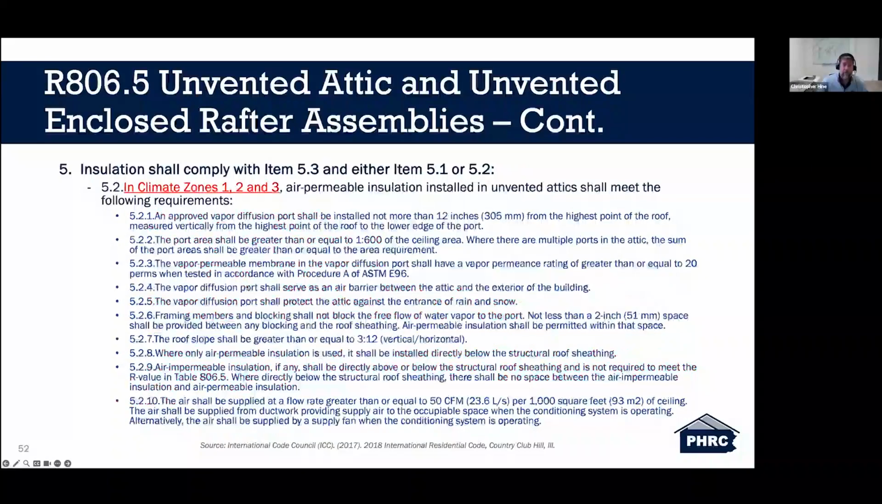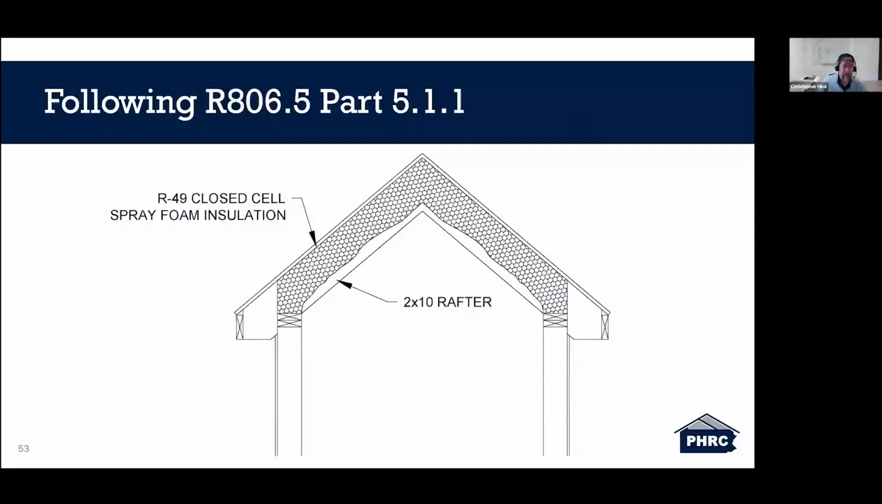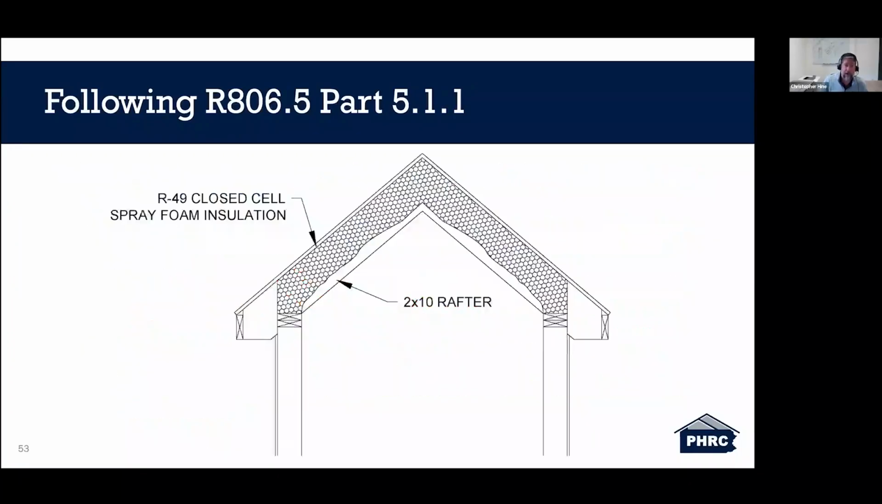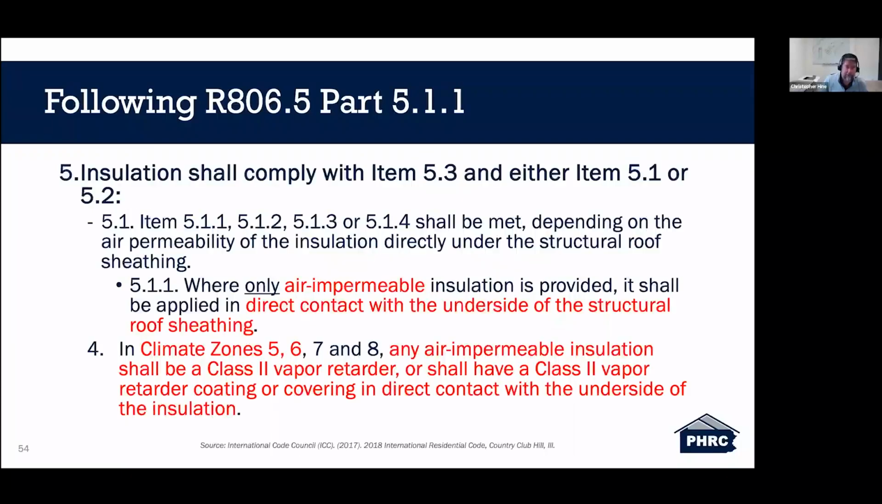So again, 5.2, we don't have to worry about it because that's outside of the climate zones within Pennsylvania. And example number 1 that I'm going to look at is part 5.1.1, which is specifically air impermeable insulation only. And what I want to point at here is this note calls out for R49 closed cell spray foam insulation is the insulation that I'm calling out in this example.